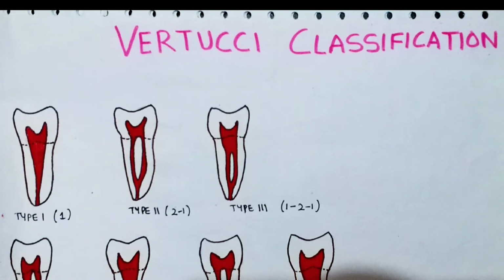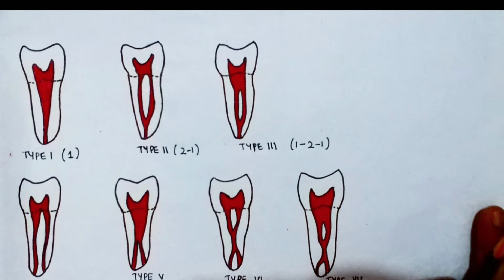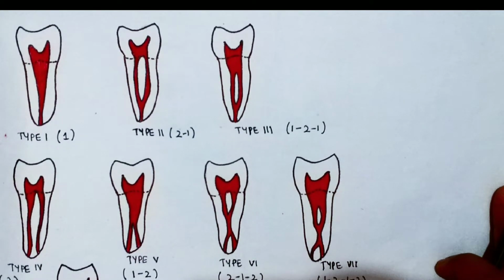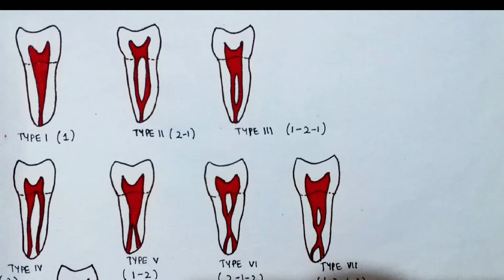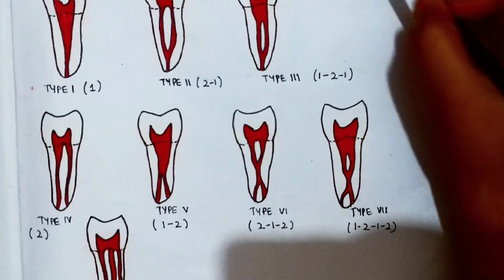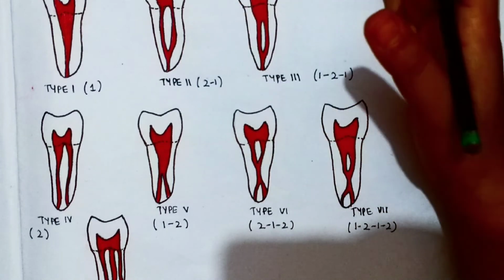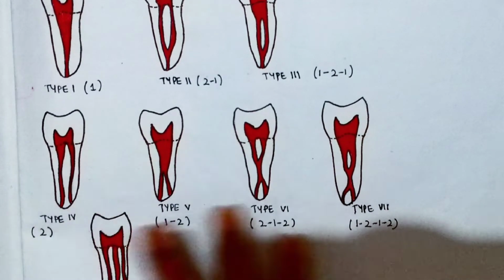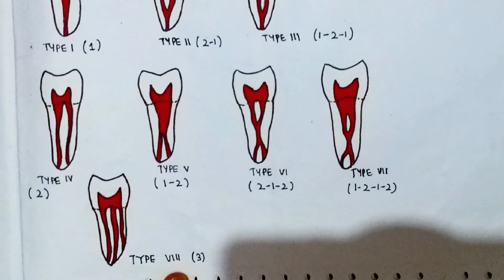Now let us start with the first classification, which is Vertucci's classification. Usually a short note about Vertucci classification is asked, in which we have to mention all the types and also draw a figure. I have drawn a figure here which will help you to answer in a better way, and I will also give you a trick to learn this in a simple way. First of all, Vertucci classification has a total of 8 types of root canal system. I have divided the first 3 types into one group, then types 4 to 7 in a second group, and then type 8 is separate.